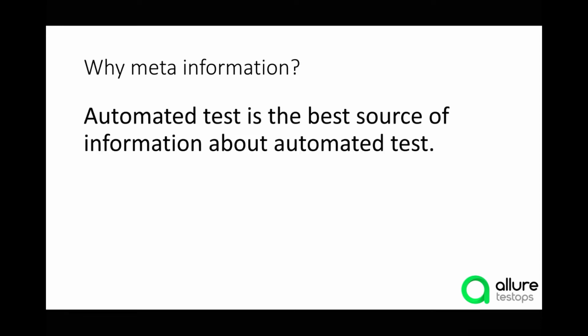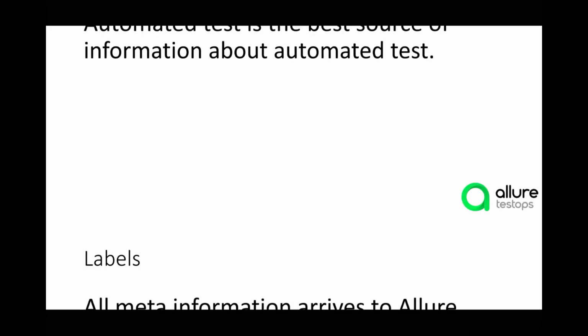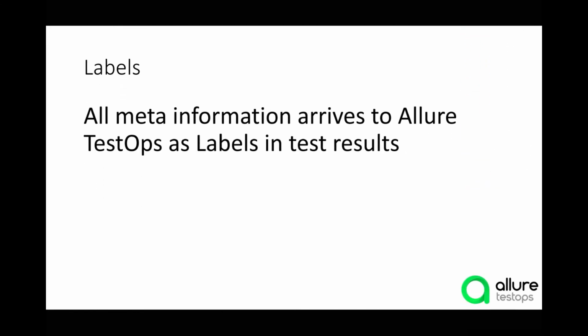Why meta information? Because automated tests are the best source of information about automated tests, as I already said. And the second point, how we do it: everything goes in labels. All meta information arrives to Allure TestOps as labels in test results. If you're using Allure report, then you don't need to do anything in addition, and all the information from your tests that you already provided will go to test results, arrive to Allure TestOps, and be processed by Allure TestOps.